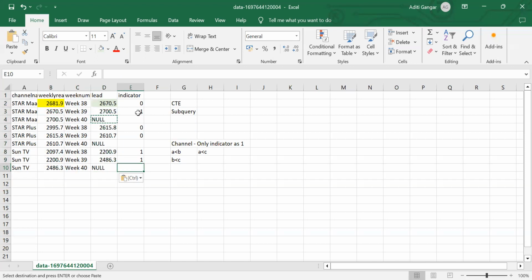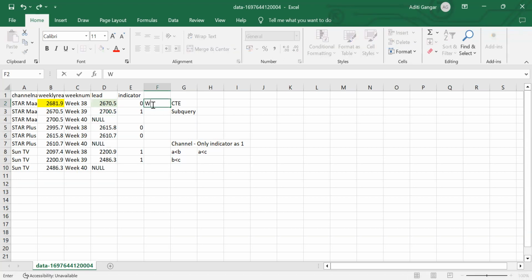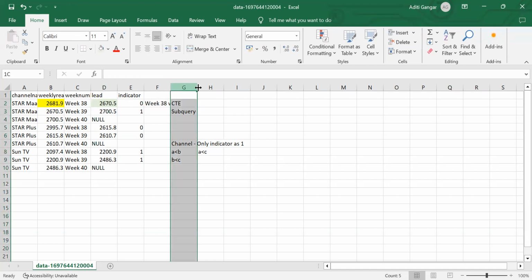At the end of the day, I want to create an indicator column. This indicator column is going to indicate a number for each channel. Now it is going to compare. What is this indicator column basically going to compare? This with this. That is, the first row for Star Bharat is going to compare week 38 with week 39.